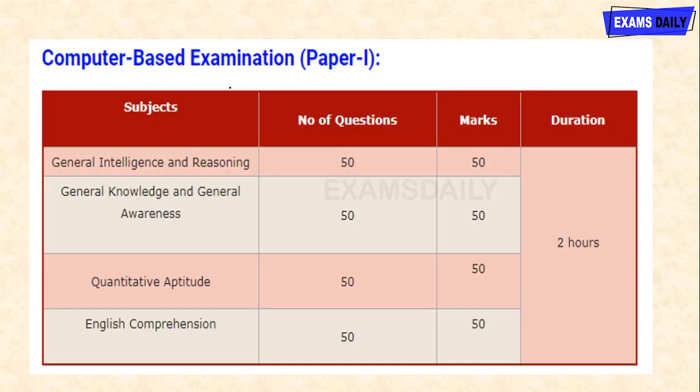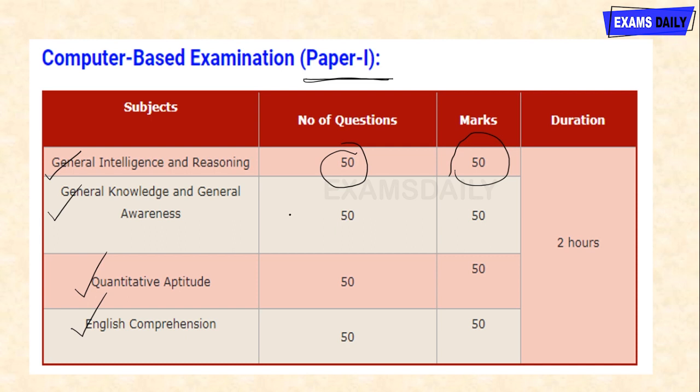Now the examination pattern for paper 1. You are going to write this exam as an online computer-based examination, and it comprises four subjects: general intelligence and reasoning, general knowledge and general awareness, quantitative aptitude, and English comprehension. General intelligence and reasoning has 50 questions for 50 marks.